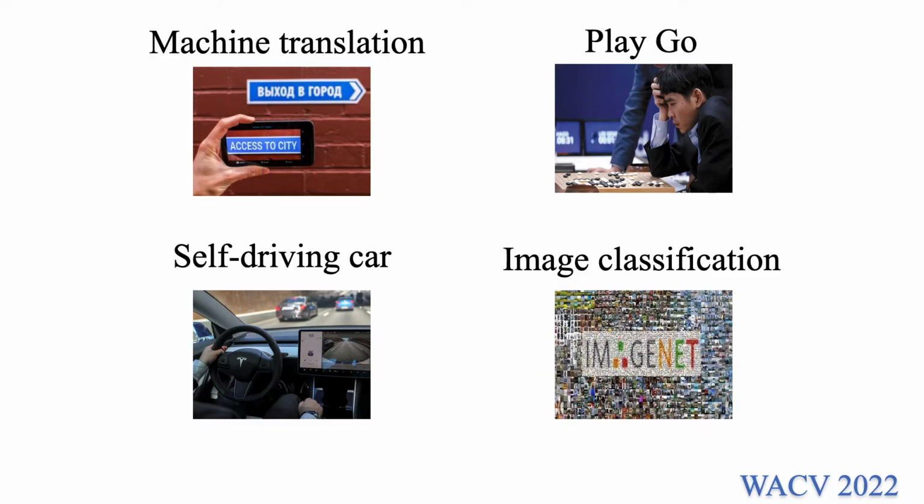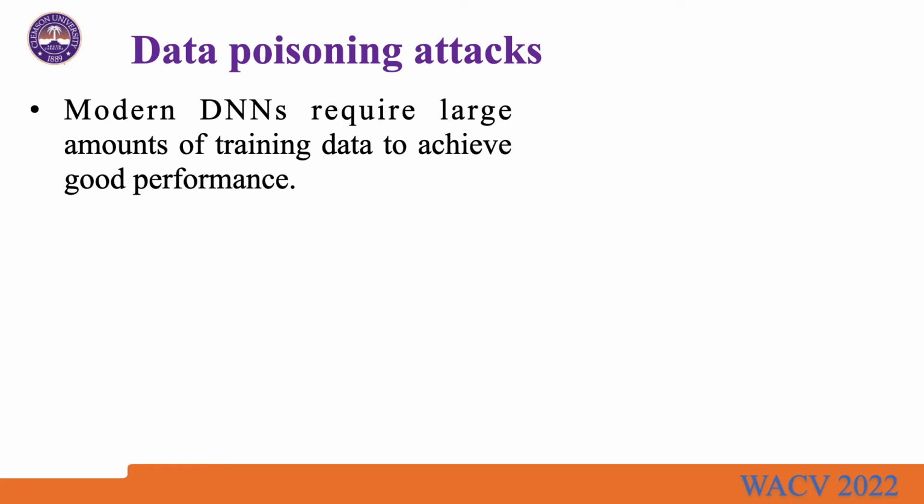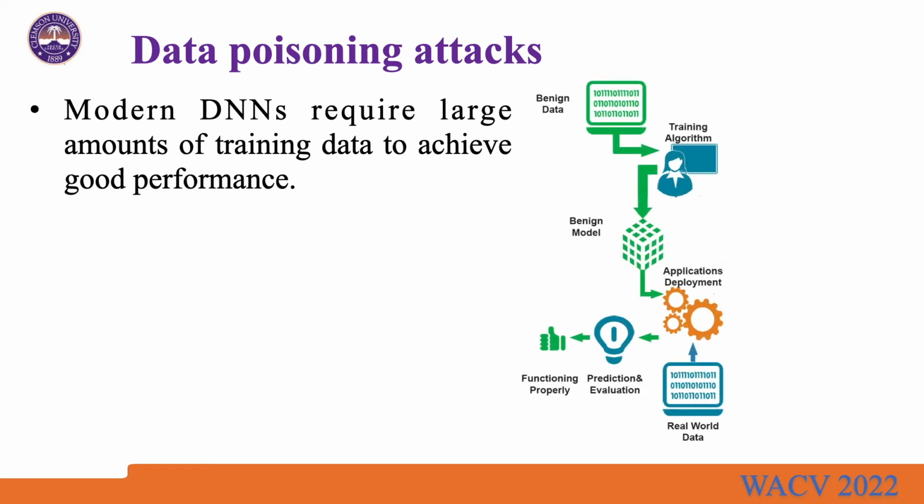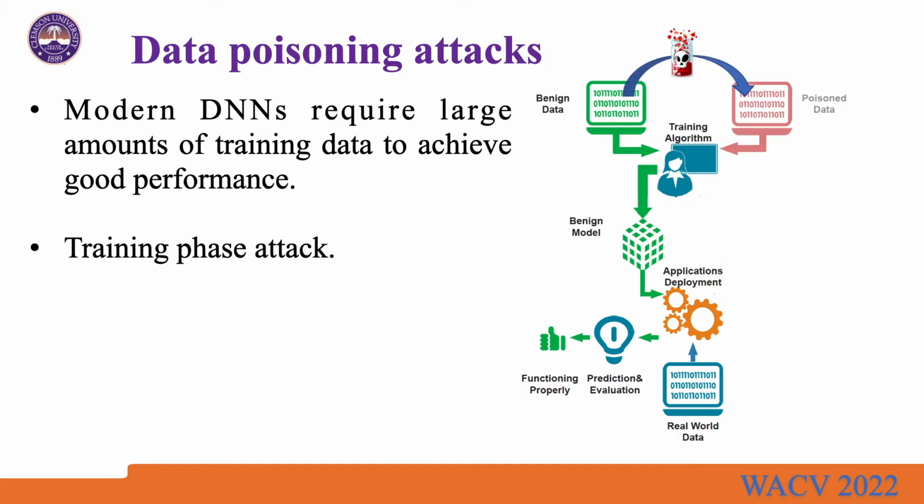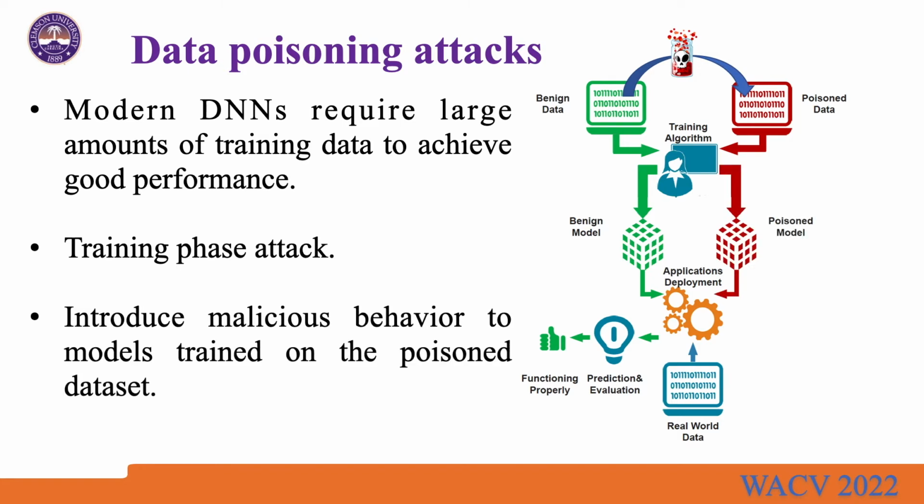With the development of machine learning, neural networks have achieved remarkable success in many fields. However, modern DNNs require large amounts of training data to achieve good performance, which provides an opportunity for data poisoning attacks. The data poisoning attack is a training-based attack, where the attacker can inject a fraction of poisoned data into the training dataset and affect the training process. The attacker can introduce malicious behavior to models trained on the poisoned dataset.